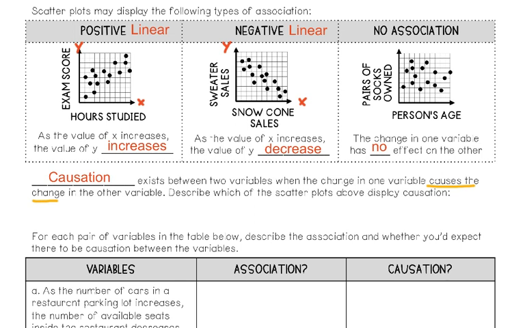But look at the scatter plot next to it, this negative association. As snow cone sales increased, sweater sales went down. Do you think that snow cone sales caused the sweater sales to go down? No. What do you think caused that? Yeah, probably the weather caused that. So this is an example where correlation doesn't necessarily mean causation.